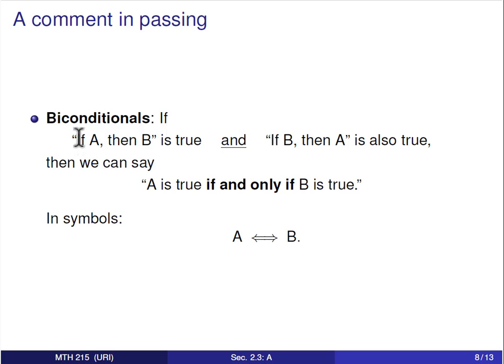But if you can find a reason why, if A then B is true, and if you can find another reason why, if B then A is also true, then we shorten that in math and we often say A is true if and only if B is true. In symbols, we draw an arrow from A to B, but also one from B to A. So we have sort of a double-headed arrow showing that if and only if relationship.